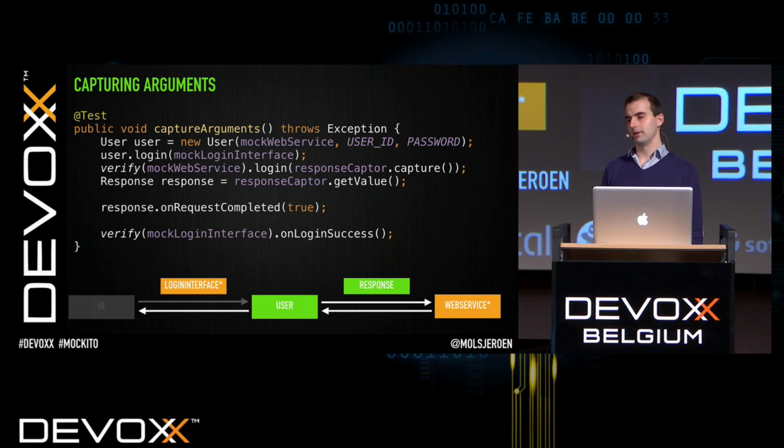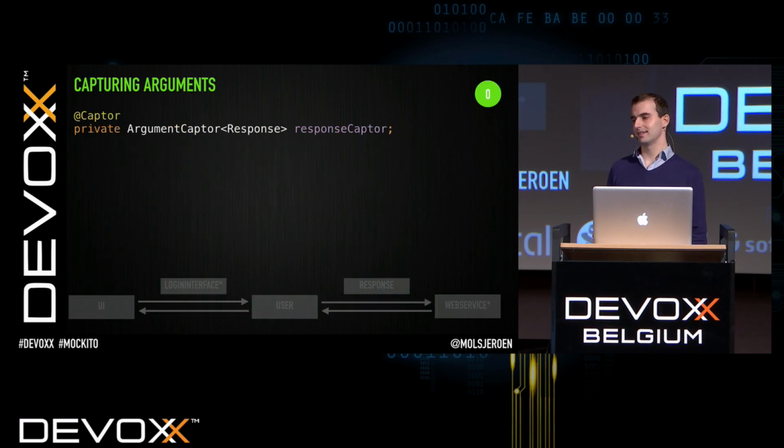I'll talk you through it step by step. It's not as difficult as you might think when you see this. So step 0 is to initialize a new object called an ArgumentCaptor. This is also one of the native types of Mockito. And what you basically do is you annotate a member with @Captor, and then you specify what type it's going to capture. So this is a response captor, so it's an argument captor which can capture an argument of the type Response passed to a method.